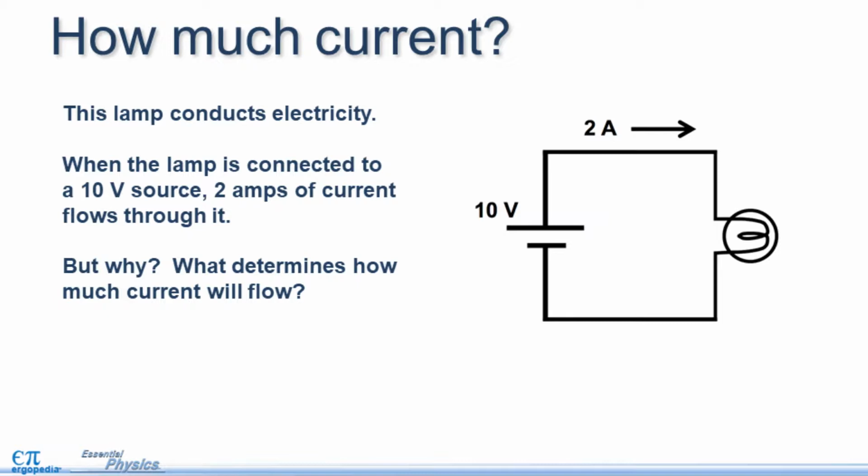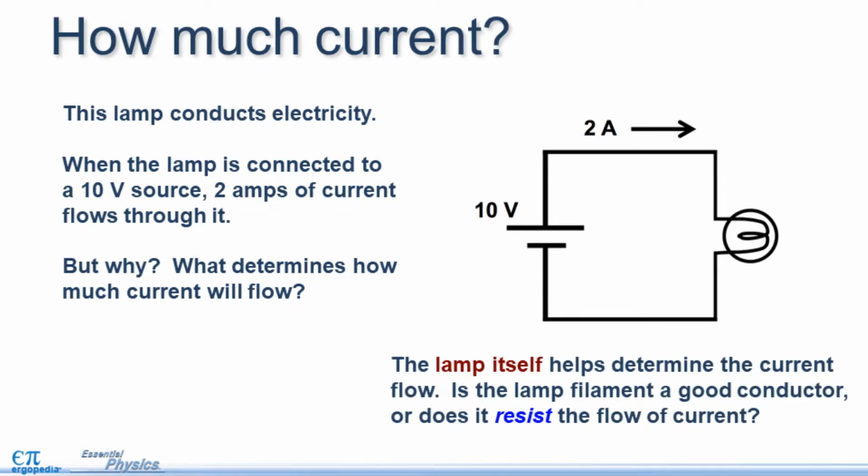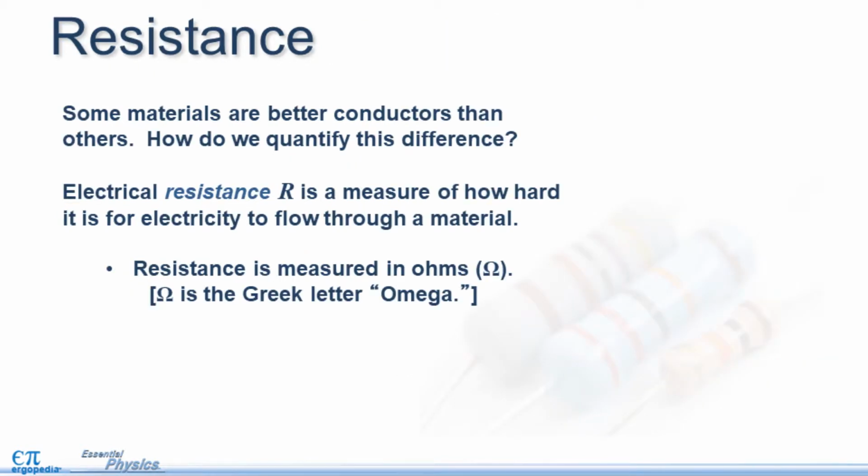So how much current? This lamp conducts electricity. When the lamp is connected to a 10-volt source, 2 amperes of current flows through it. But why? What determines how much current will flow? The lamp itself helps determine the current flow. Is the lamp filament a good conductor, or does it resist the flow of current? It actually resists the flow of current.